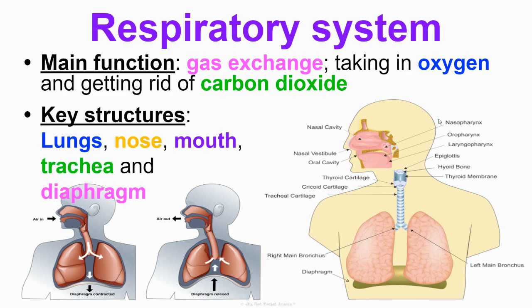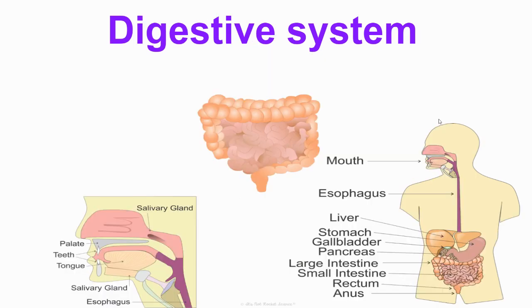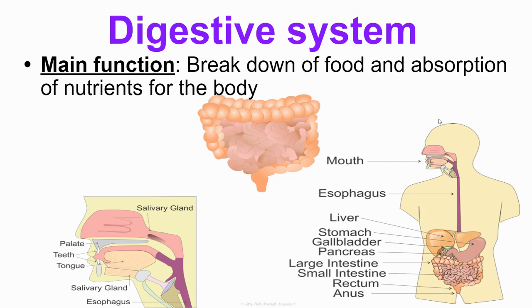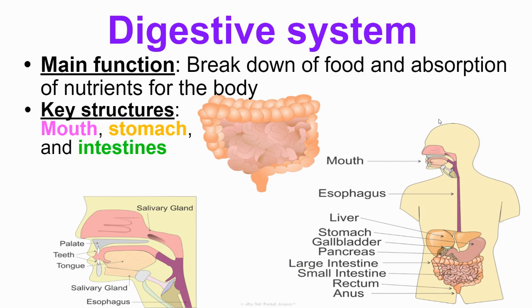And so the structures that we're going to be looking at this term include the lungs, nose and mouth, the trachea, the diaphragm, and other muscles that are involved in the exchange of oxygen and carbon dioxide.